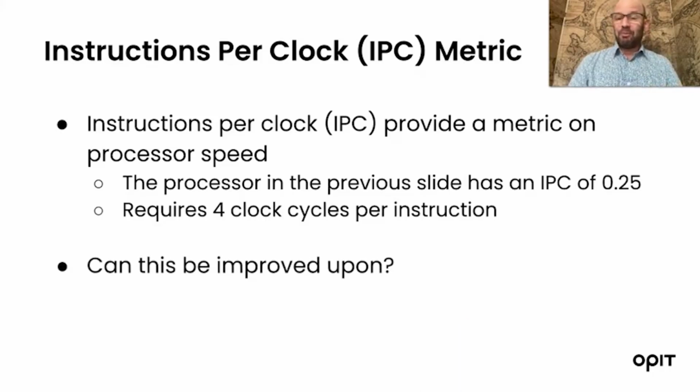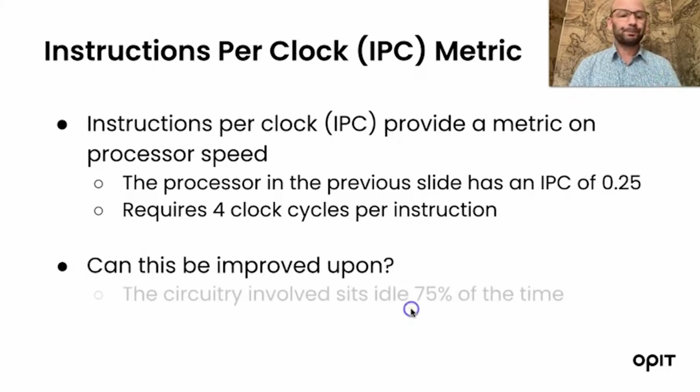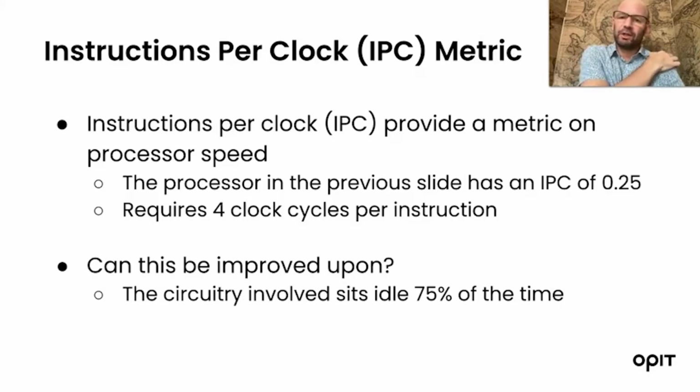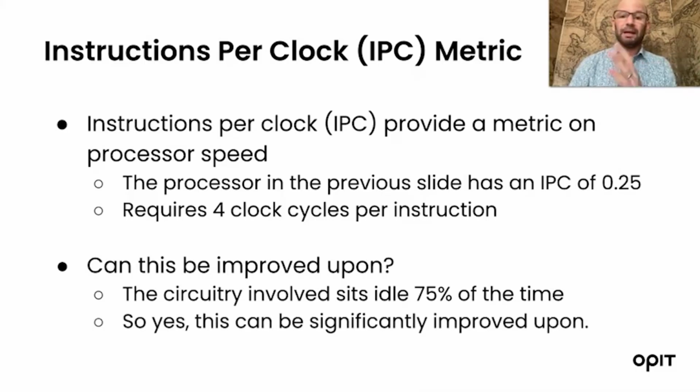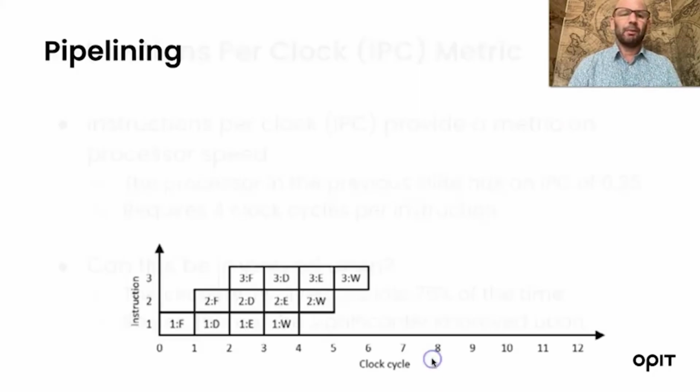Now, can this be improved upon? And of course, the logical short answer would be yes, it can be. But then the next question would be, well, how, right? So the main issue here is that we have circuitry that's available, but it's sitting there idle 75% of the time. And we saw that diagrammatically, right? So it can be significantly improved upon. And we can do that through a process called pipelining.